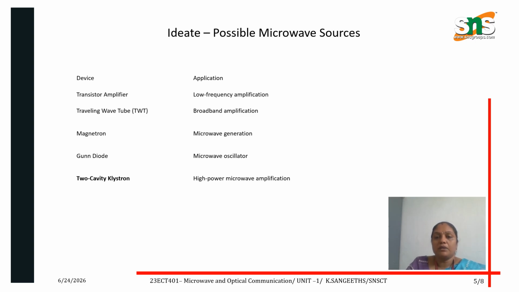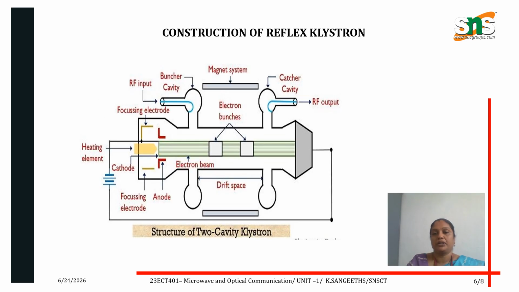The possible microwave sources are the transistor amplifier for low frequency amplification, the traveling wave tube, that is TWT, for broadband amplification, magnetron, and Gunn diode. And the two cavity klystron is used mainly for high power microwave amplification.